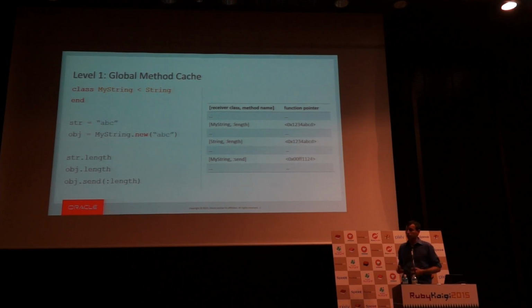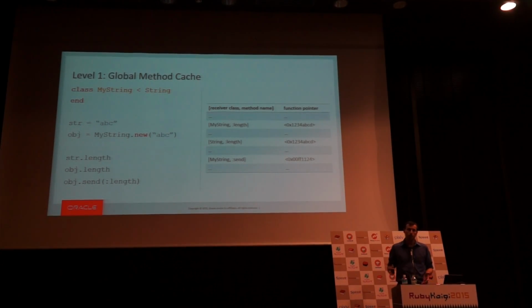The global method cache suffers from several issues. We want it to be fast. If it's not fast, we may as well have just done a full method lookup. So one of the key things we need to do is constrain its size.